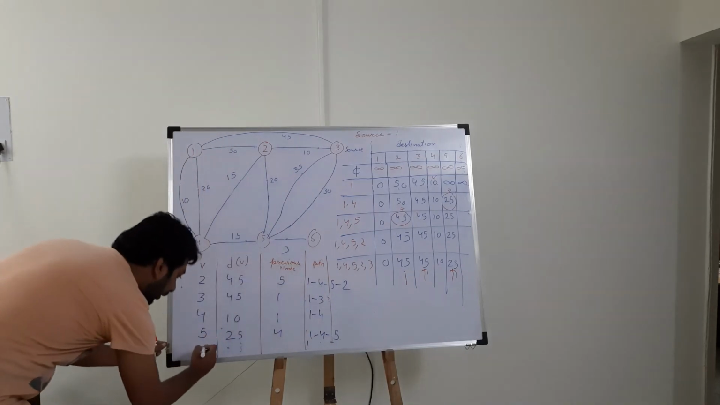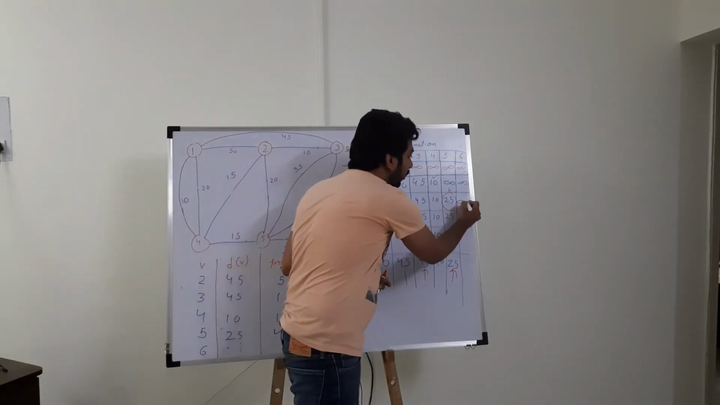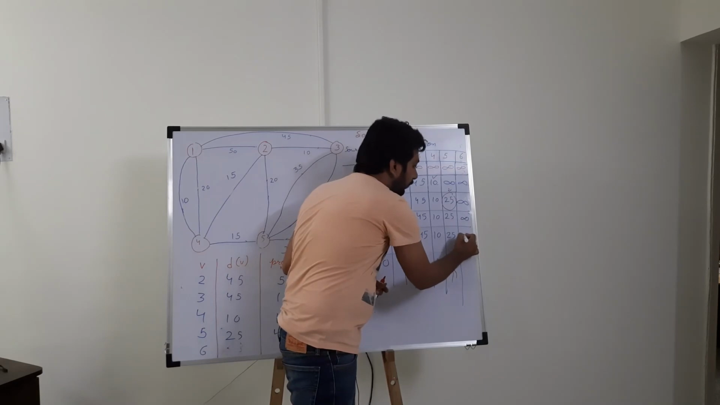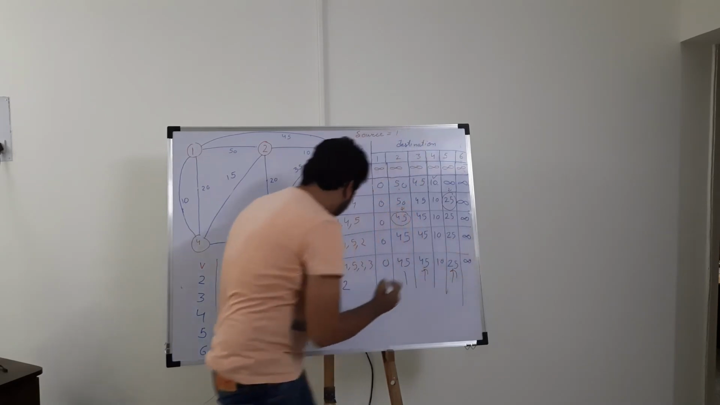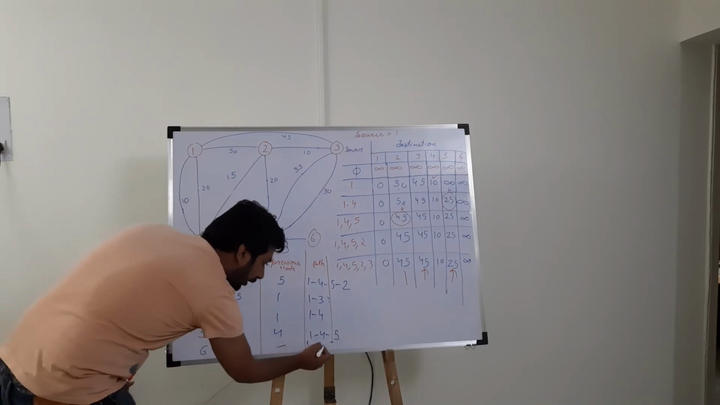Now for 6, cost is always infinite. So there is no previous node, there is no path.